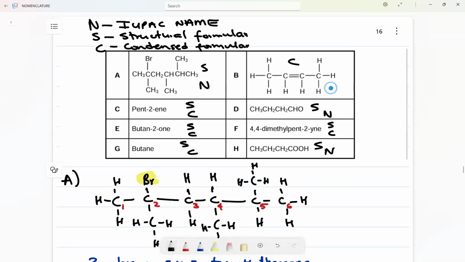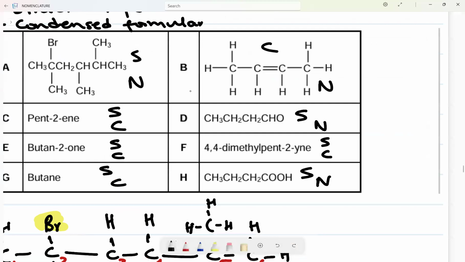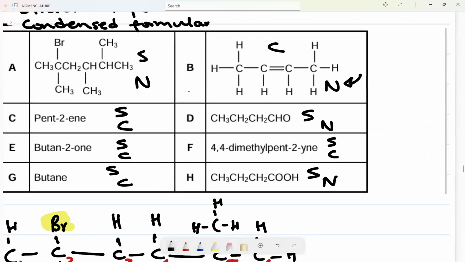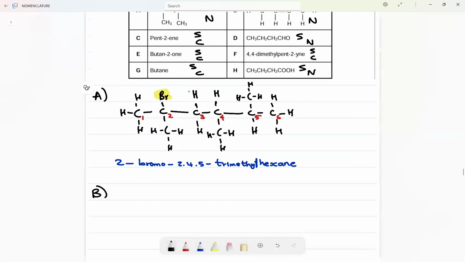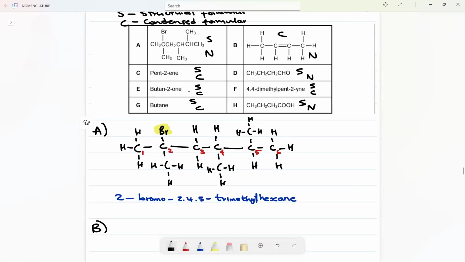Number B, they have this one, okay? So if they have this, we need to give now the name and the condensed formula, okay? The condensed formula for this one is CH3. Can you see that? Let me come here and say, for B, the condensed formula is CH3, CH, CH, CH3. This is the condensed formula.